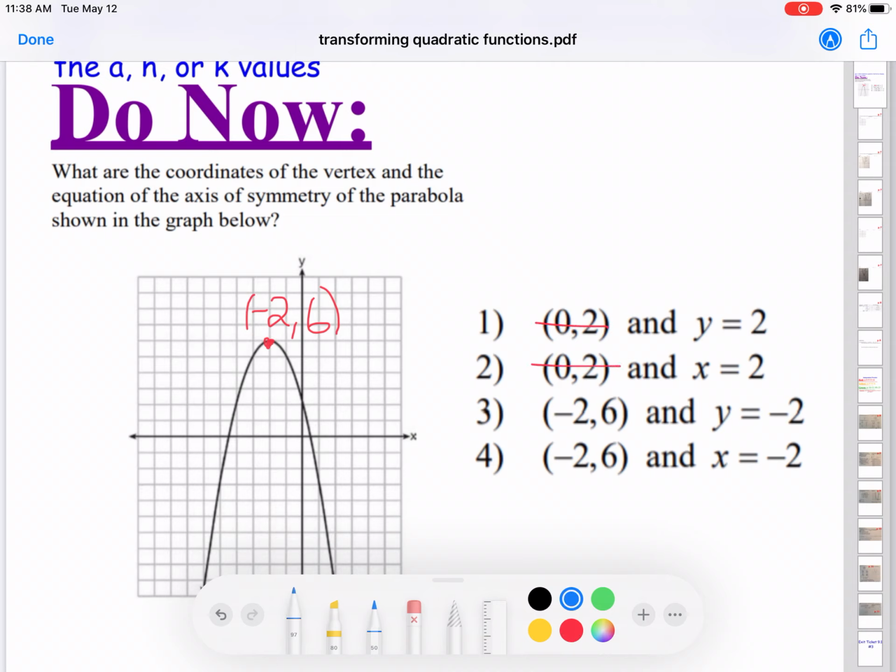Now, when we're talking about the axis of symmetry, remember that to be symmetrical means to split something in two equal halves, and the axis of symmetry always goes through the vertex. So if I were to draw the axis of symmetry, it would be this blue line right here. We know that the axis of symmetry is always an equation written in the form x equals, and in this case, our x value is at -2. So our axis of symmetry would be at x equals -2, so the do now is choice 4.